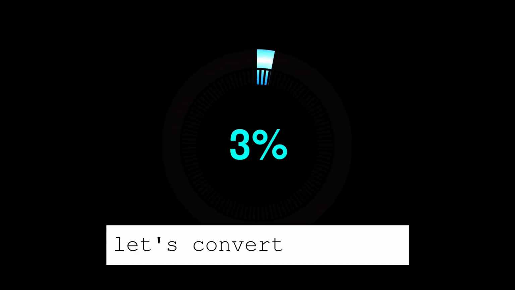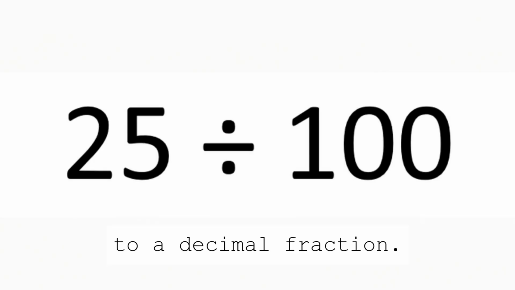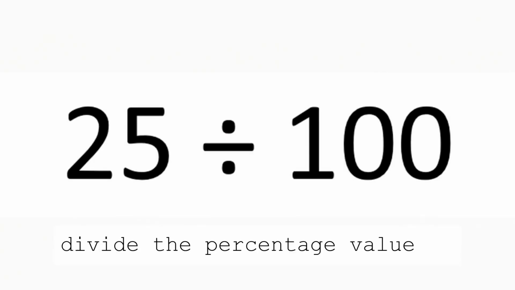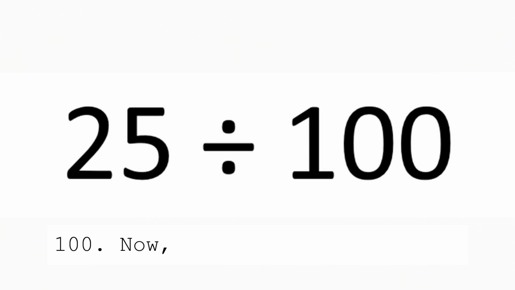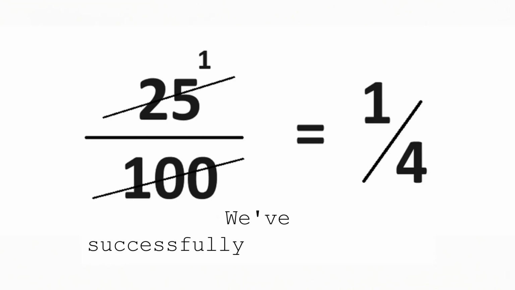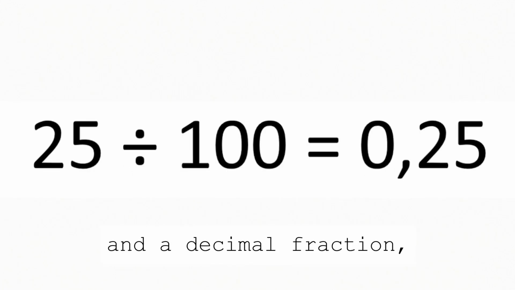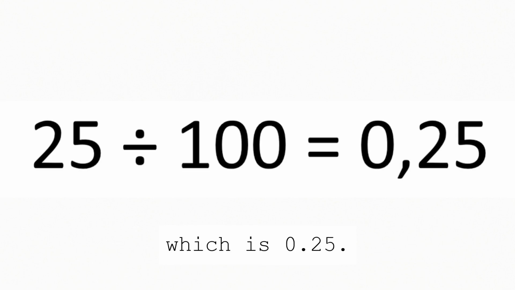Moving on, let's convert the same percentage, 25%, to a decimal fraction. To do this, divide the percentage value by 100. Now, perform the division. 25 divided by 100 is 0.25. So, 25% as a decimal fraction is equal to 0.25. There you have it. We've successfully converted the percentage 25% into both a common fraction, which is 1/4, and a decimal fraction, which is 0.25.